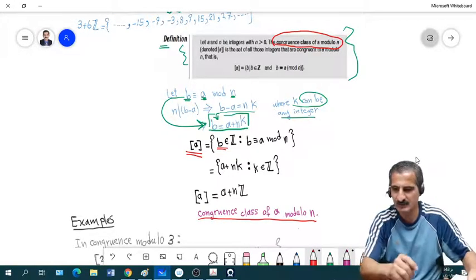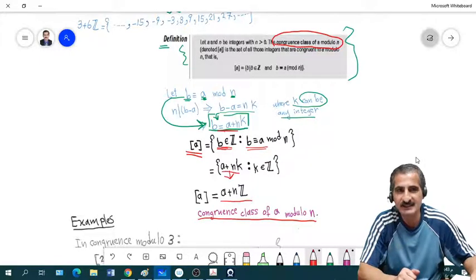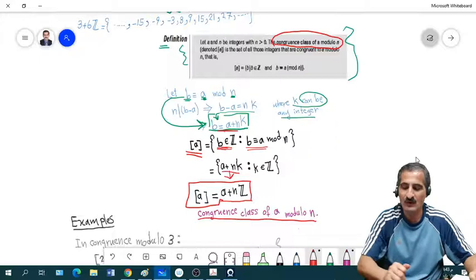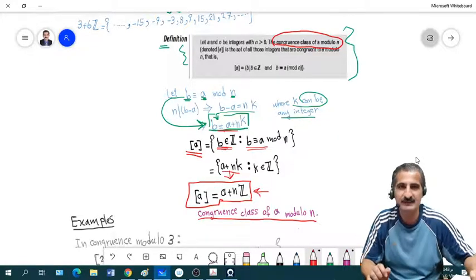So this is the way we are doing it. We will collect all integers B such that B is congruent to A. But above we have seen such an element takes the form A plus NK. With the notation above, we know that means it is A plus NZ. So the equivalence class of A modulo N takes this form, A plus NZ.